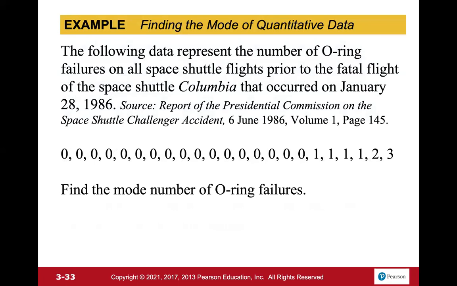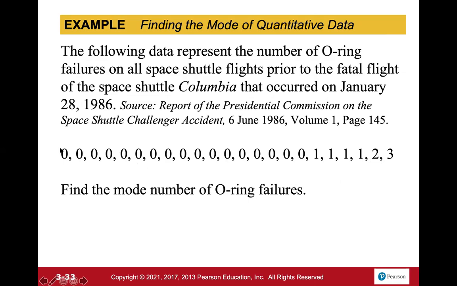All right, so the following data represents the number of O-ring failures in all space shuttle flights. All space shuttles, so this is going to be a population. All space shuttle flights prior to the fatal flight of the space shuttle Columbia, which occurred back in '86. Looking at this, we had 0, 0, 0, a bunch of zeros, 1, 1, 1, 1, 2, and 3. So find the mode of O-ring failures. Here it might be a little bit weird. We might want to say that there are two modes, the mode of 0 and also the mode of 1.